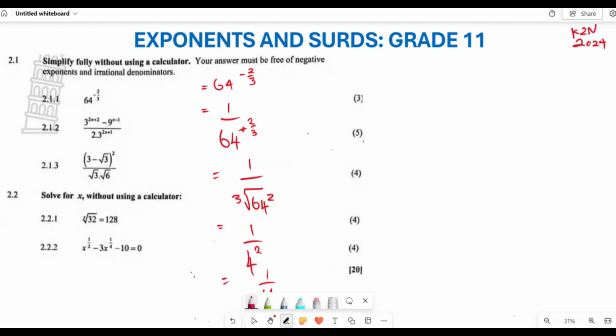Now in the next question, we are doing 2.1.2. What is it that you're having here? This is the same as 3 to the power of 2n plus 2, subtract 9 to the power of n subtract 1. Now, this is going to be divided by, remember, what you are given: 2 multiplied by 3 to the power of 2n plus 1.